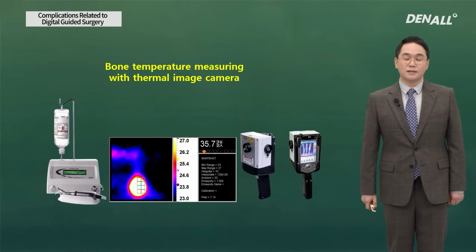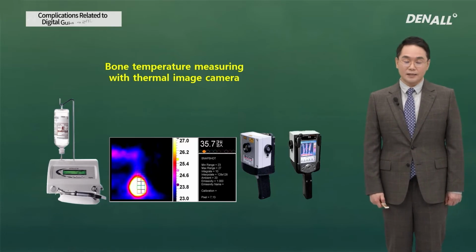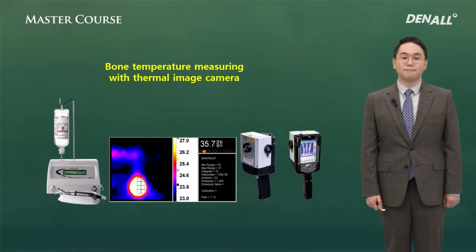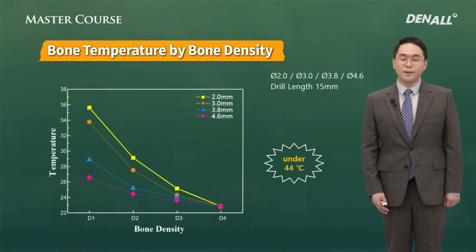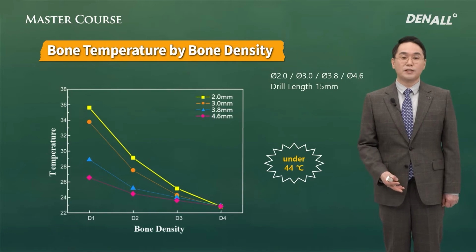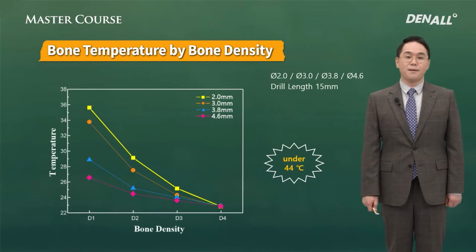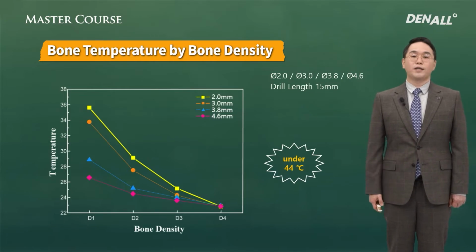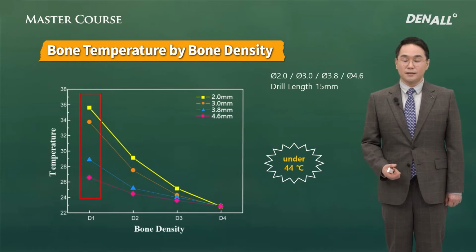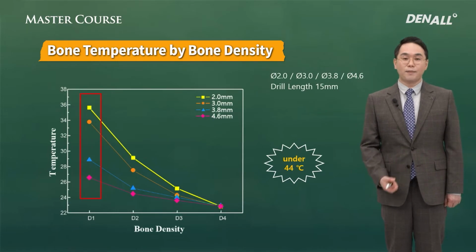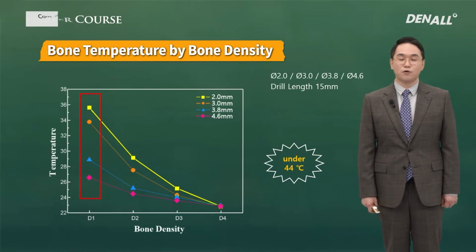We need to think about the amount of heat that is generated on the bone depending on the length of the drill and irrigation. A lot of heat is going to be generated in D1 bone. What is interesting is which drill leads to more heat generation. Most heat is generated when diameter 2.0 drill is used.